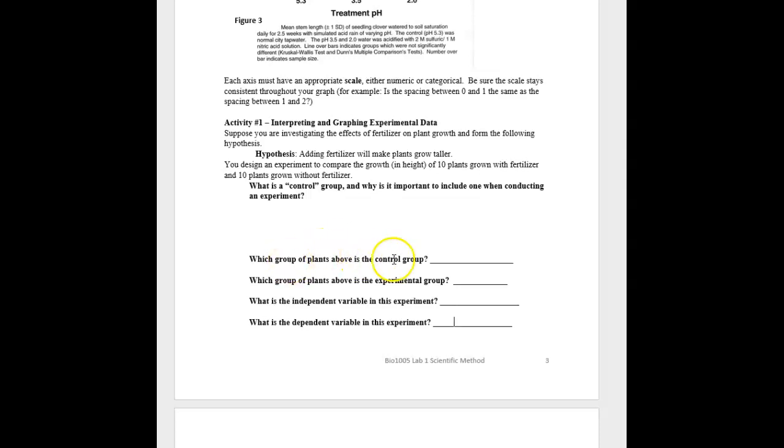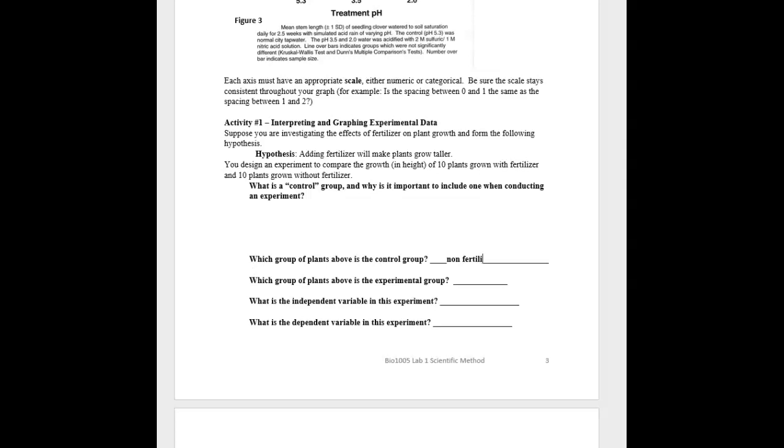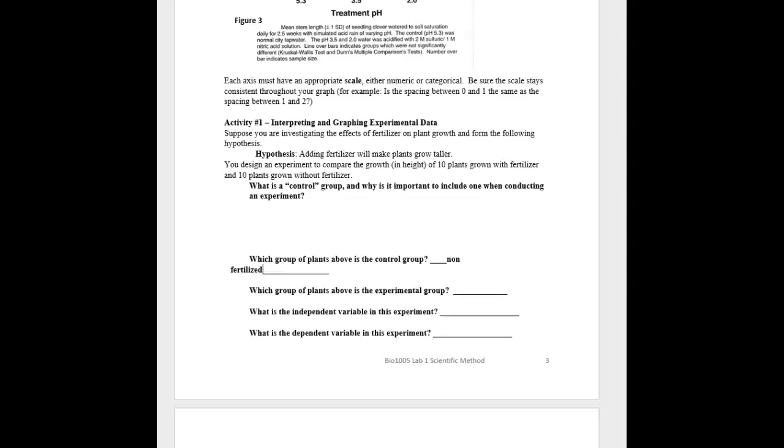So which group of plants above is the control group? That's going to be the non-fertilized ones. This is going to take too long if I'm trying to type, so I'm just going to say it instead of typing it every time. So which group of plants above is the experimental group? That's going to be the one that we're adding fertilizer to.